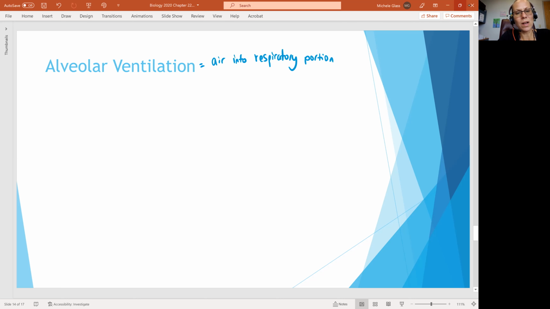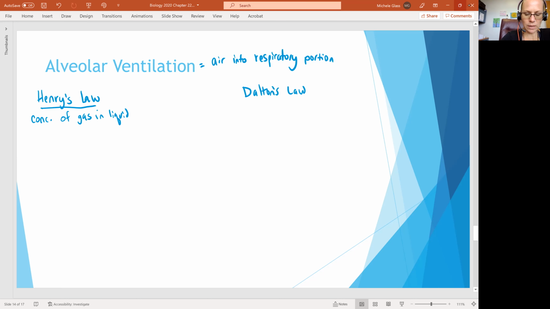Now, we said with each one of our ventilations, there were different gas laws at play. And here we need to talk about both Henry's law and then also Dalton's law. And again, you're going to get the Michele Glass version of these. So when we talk about Henry's law, what we're talking about is the concentration of the gas in a liquid. Concentration of gas in a liquid is proportional to its solubility and partial pressure.